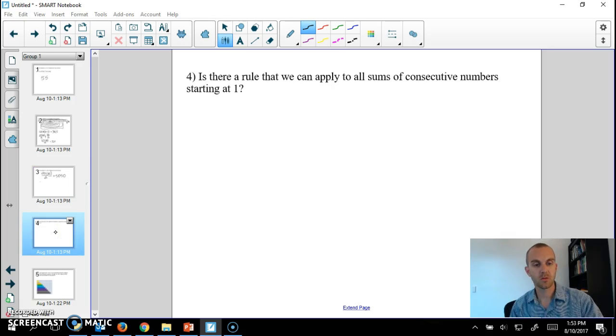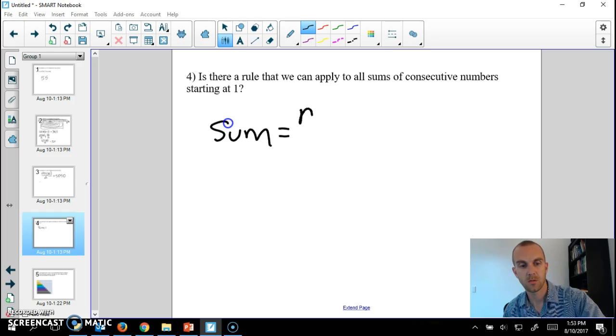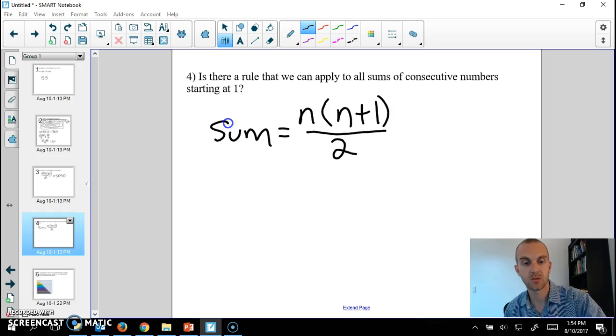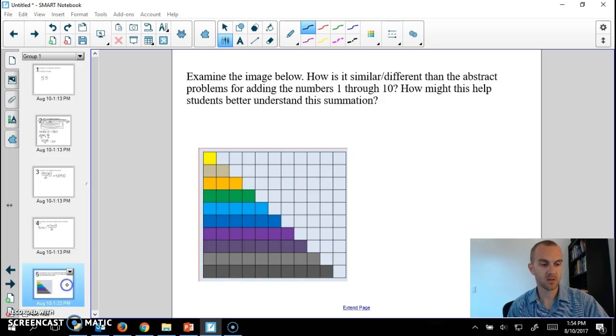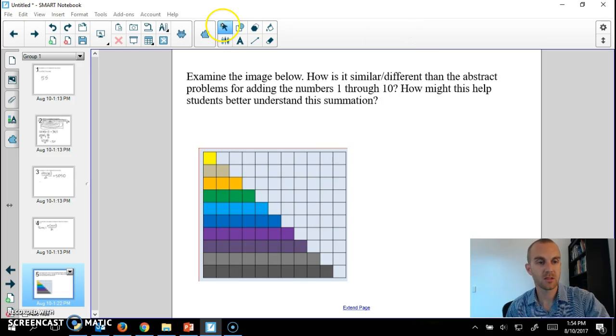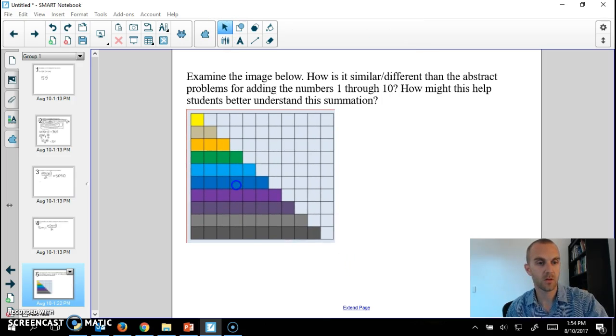But what we eventually will learn is that the sum will equal, we'll say n is the final term, n times n plus 1 divided by 2. And this will work for any of the sums. So then the question was the alternative view. Well, how does this play into effect with what's going on?